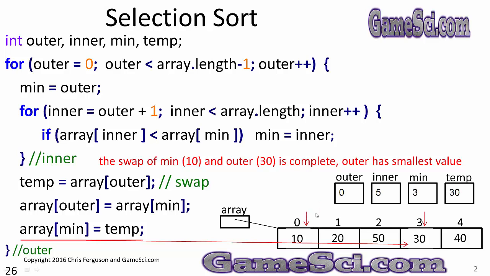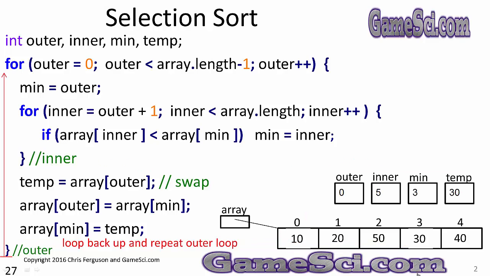Remember, the goal of selection sort is to scan this entire array, find the smallest number, and move it to our target or outer position. And that's what we've done. We've identified 10 as the minimum value, and we've moved it to that first position. We'll hit the end of the outer loop. When we hit the end of the outer loop, we'll loop back up and repeat the outer loop.